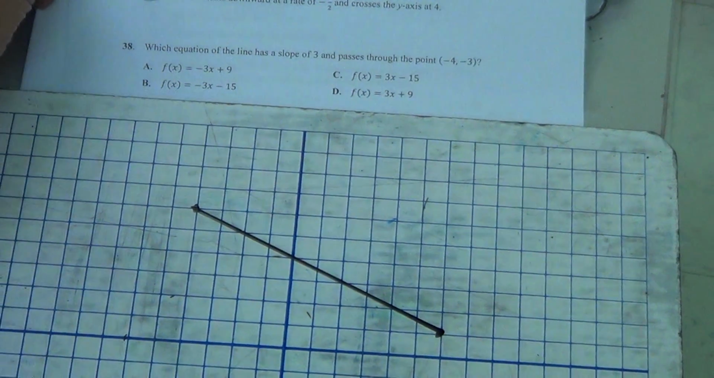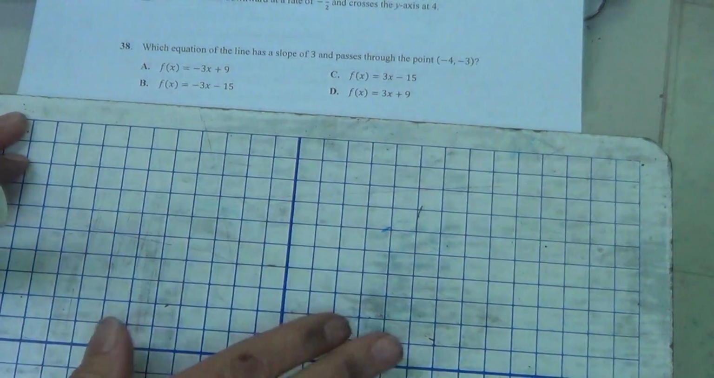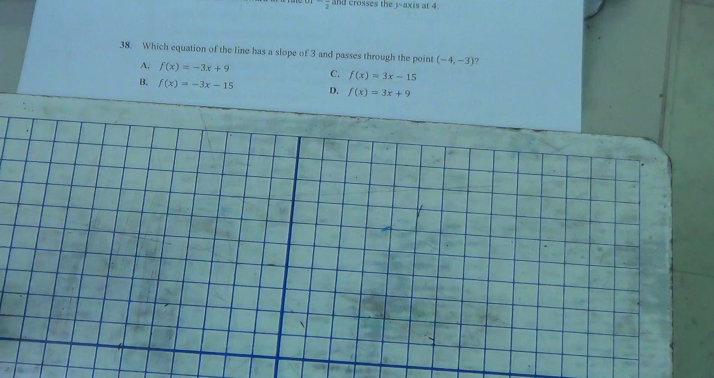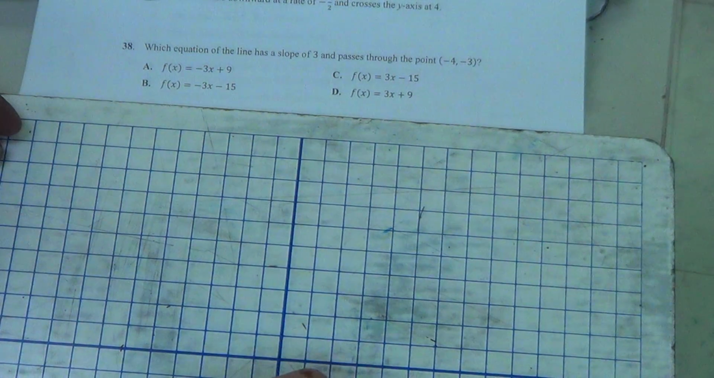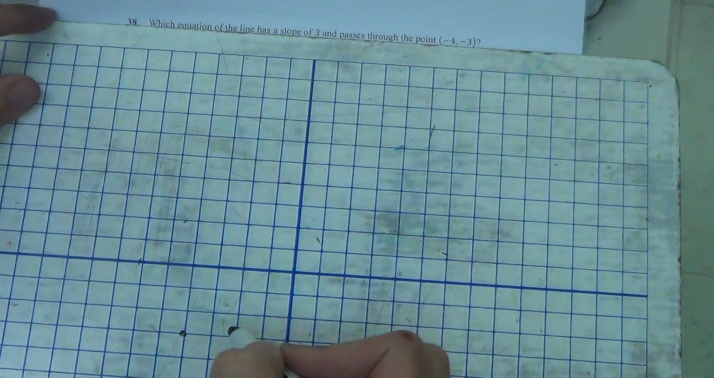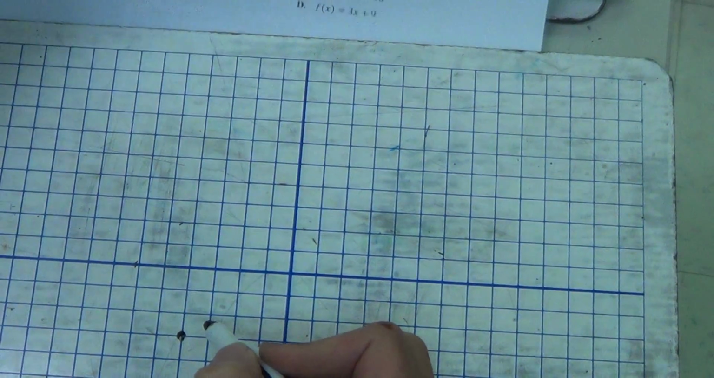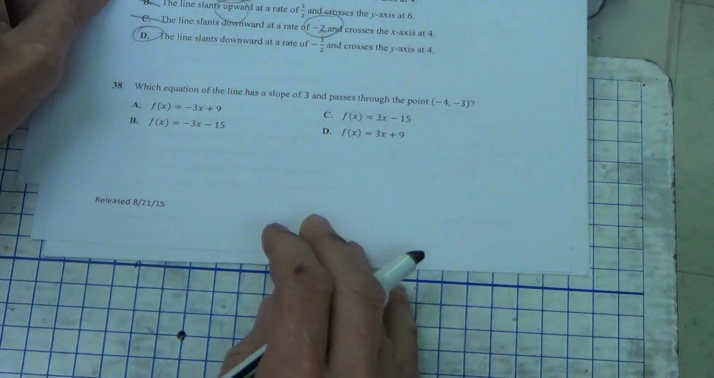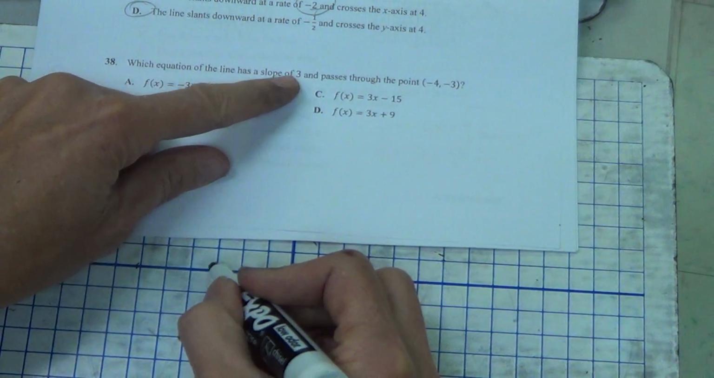See if I can get it in my camera just right. Okay, so I would graph this. I'd go to -4, -3, 1, 2, 3, 4, 1, 2, 3. Sorry, I'm getting off. Okay, 1, 2, 3. And it has a slope of 3/1, so we rise 3, run 1.